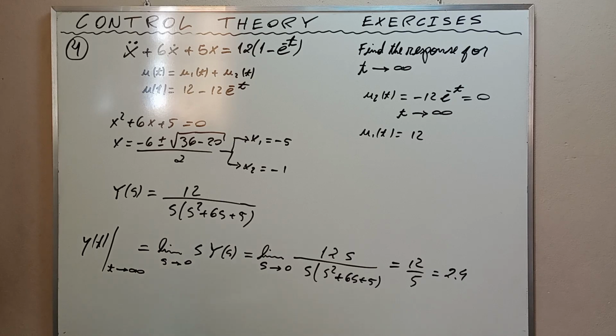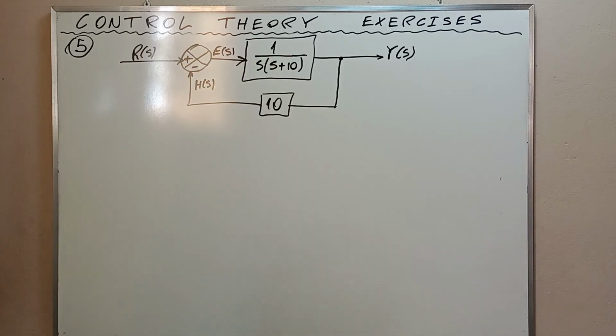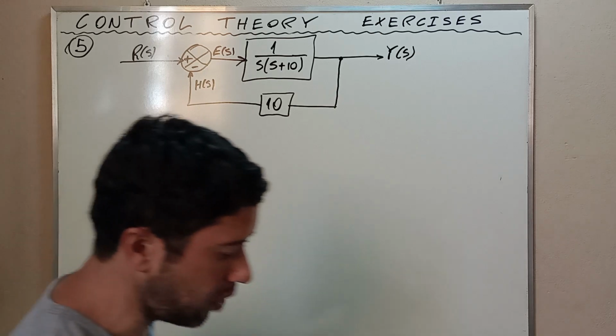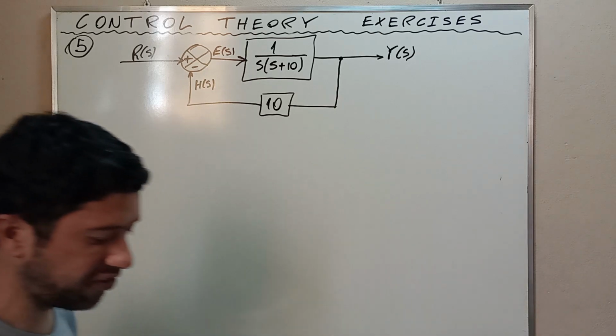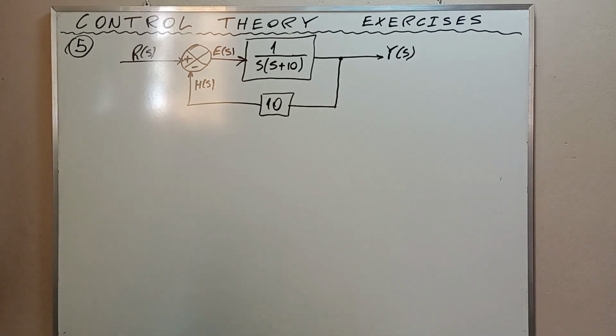And this is all for exercise 4. Let's go to exercise number 5. Exercise number 5. For the system of the figure, what is the steady state error to the unit step input? Okay, my friends, this is the exercise. Let's go to the solution.